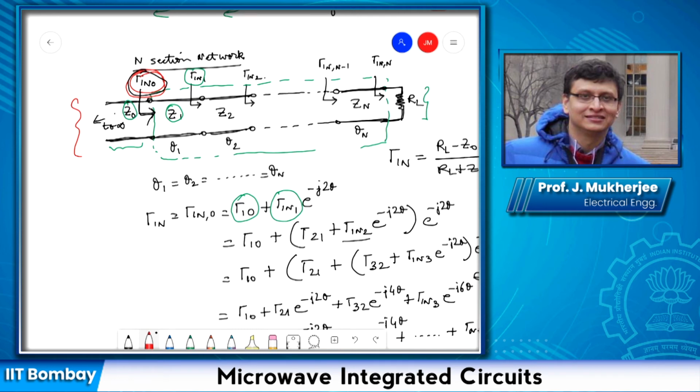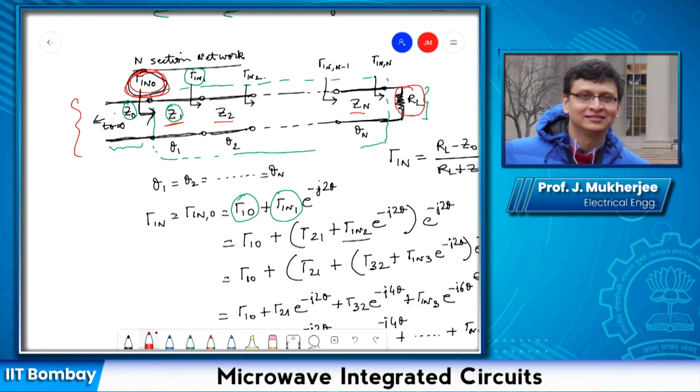So we obtained an expression for gamma in terms of Z1, Z2 up to Zn and also RL. But how do we do the reverse procedure? That is, say we are given a gamma in, how do we obtain the values of these Z1, Z2 and Zn? We are given RL also. So we are given what is the gamma in we have to achieve for a given RL. How do we find out the values of these characteristic impedances Z1, Z2 up to Zn?